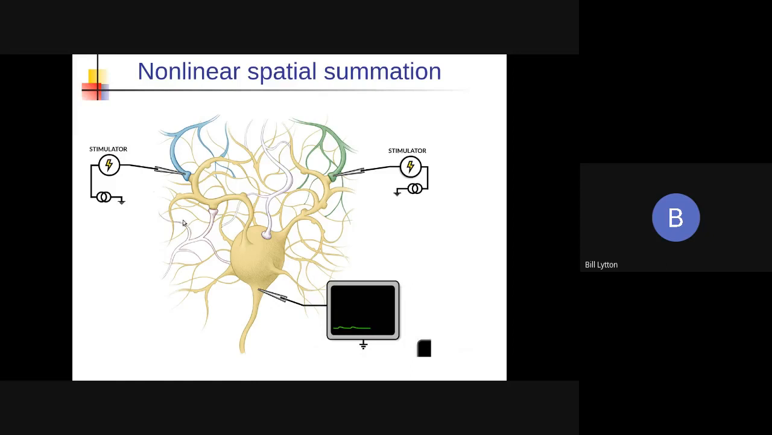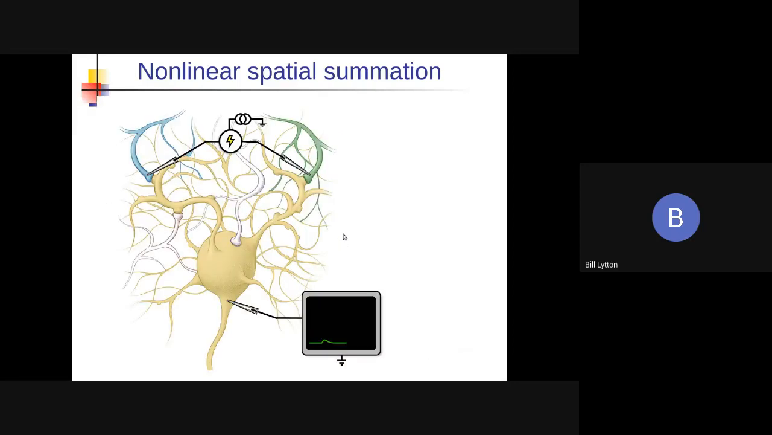So the idea is if you stimulate location 1, stimulate location 2, you get 2 EPSPs of comparable size. And then if you stimulate both together, you get an EPSP, in this case, that is not the sum of the two. And that's a variety of factors in the passive condition, mostly having to do with leak factors.